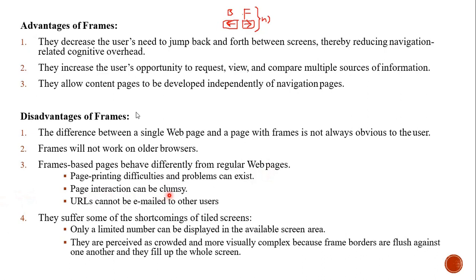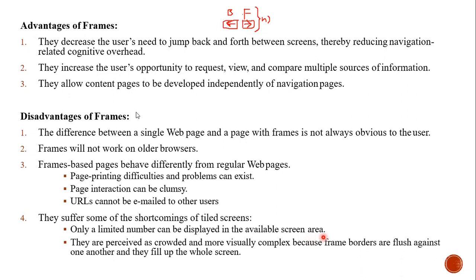Page interaction can be clumsy. Interacting with the pages may be clumsy in the case of frames, and URLs cannot be emailed to other users whenever you are using the frames. But in regular web pages you can copy and paste the particular web links, and you can also mail the contents to the other users, but in the case of frames it will not be provided. They suffer some of the shortcomings of tiled screens. Only a limited number can be displayed in the available screen area.